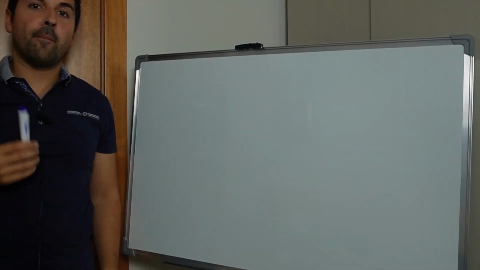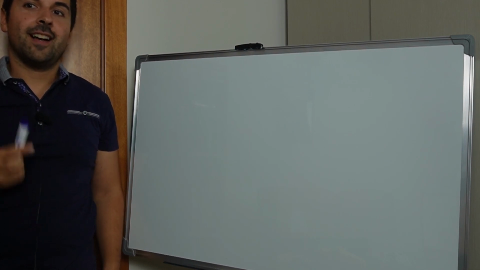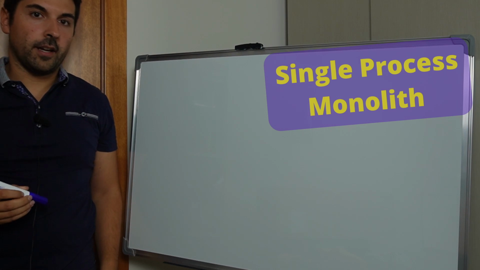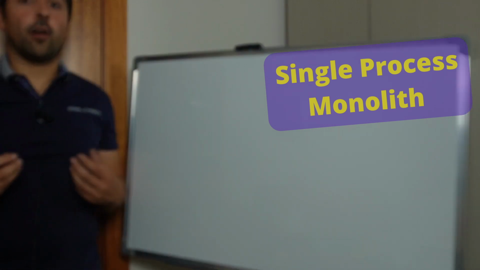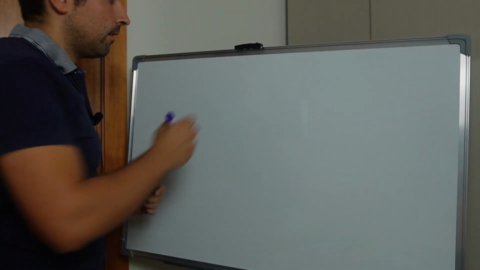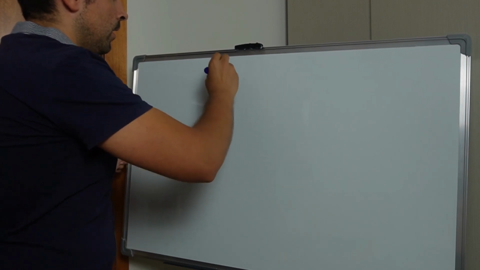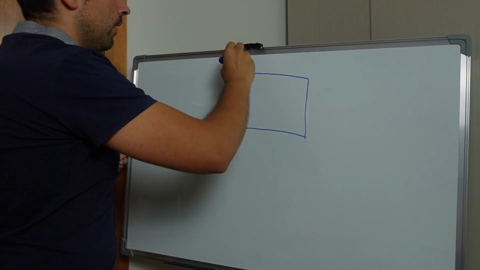So the first type of monolith that we could find according to Sam Newman is the single process monolith, and it consists of a single unit of deployment. All our code will be deployed at once as a whole, and we will represent that with this box. This box represents our monolith.